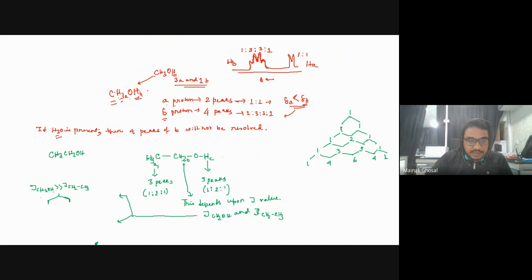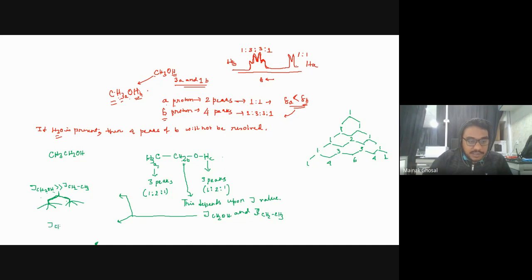Understand this clearly, then it will be very much beneficial. So first, coupling with OH. Since I am writing that coupling with OH is higher, there will be two peaks. Then coupling with CH2 will happen, and these two peaks will be divided into four peaks. So in total we will get 8 peaks if J of CH2OH is greater than J of CH2CH3.